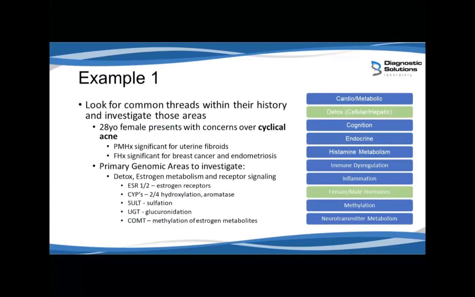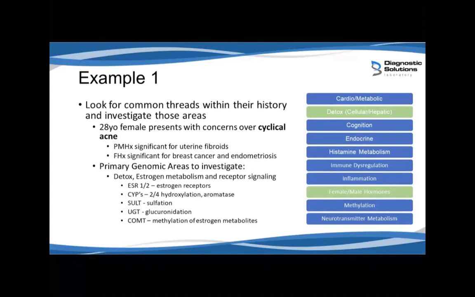We've got a 28-year-old female presenting with concerns over cyclical acne. So immediately we're thinking, okay, it's related to their hormonal cycle. She also has a history significant for uterine fibroids and a family history significant for breast cancer and endometriosis. So immediately, what we want to look at is the female hormonal cascade, right? In terms of their estrogen metabolism, their estrogen detoxification, and the receptor signaling. And then we also want to make sure their general detoxification pathways are functioning well, because those are also involved in a lot of the hormonal detoxification.